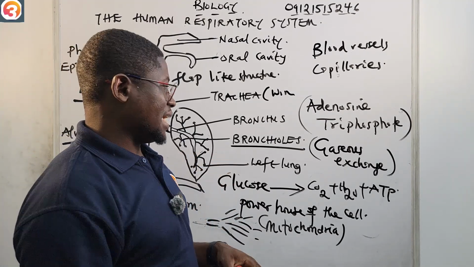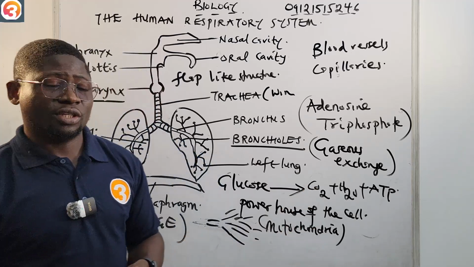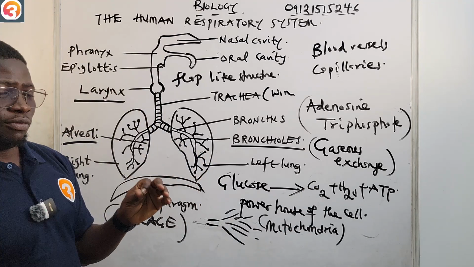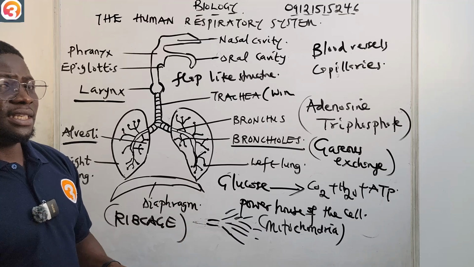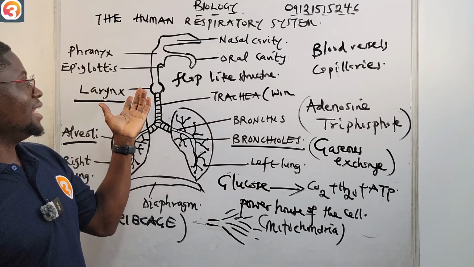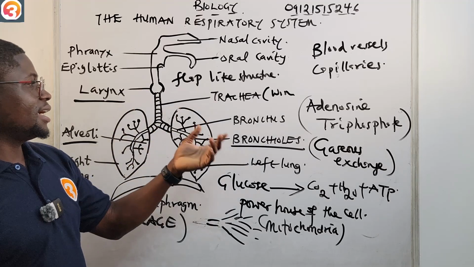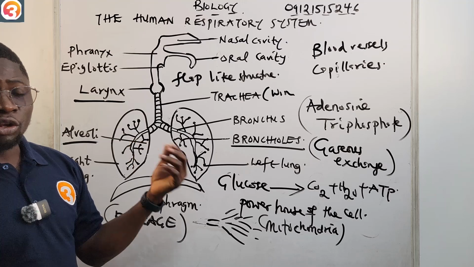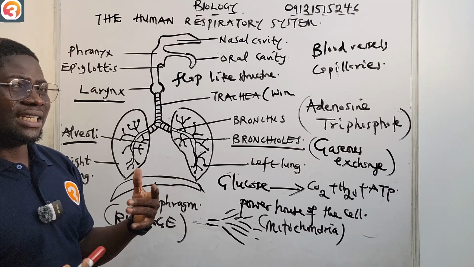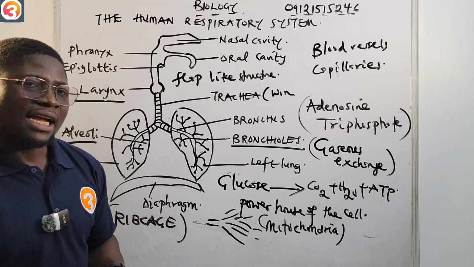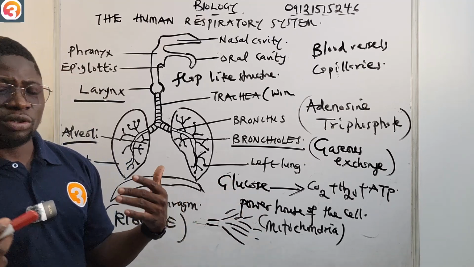So that is how respiration basically works in a nutshell. That is the respiratory system. From the nose to the nasal cavity to the pharynx, from the pharynx to the larynx, to the trachea, to the bronchi, to the bronchioles, to the lungs, and then it gets to the alveoli of the lungs. And at the alveoli, gaseous exchange occurs.